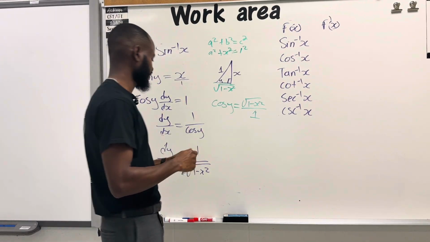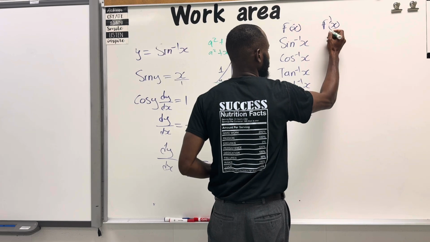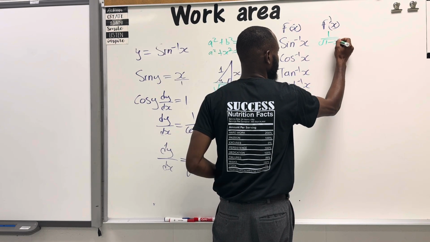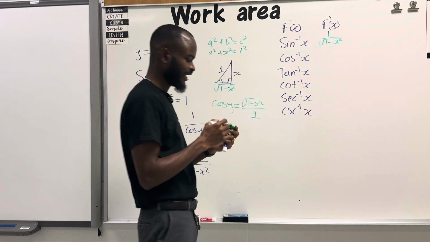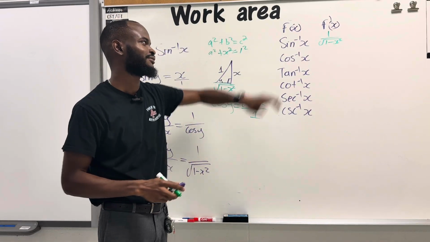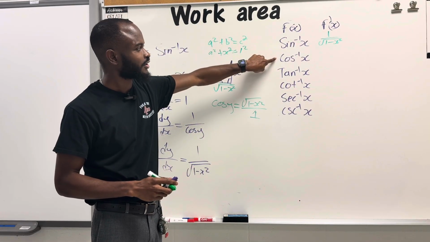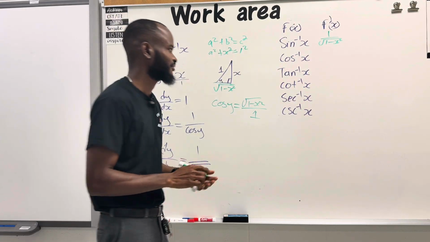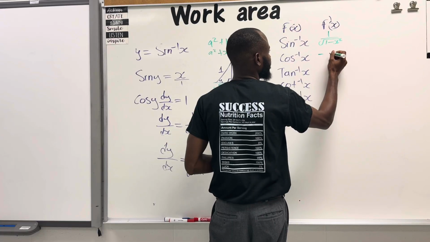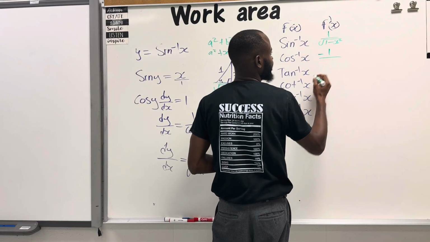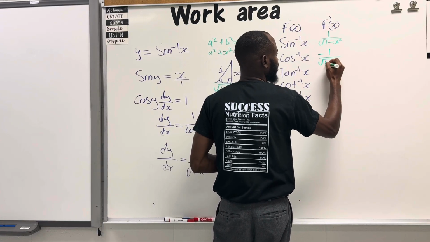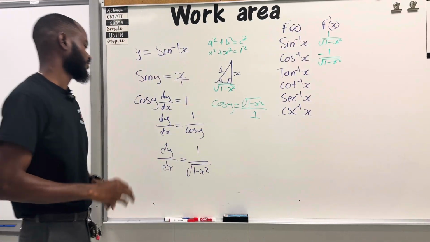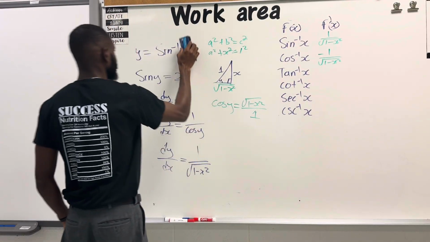So we can write that over this side. It's going to be 1 over the square root of 1 minus x squared. And again, because I've already shown you guys that cosine inverse of x is just the negative of the sine inverse of x, the derivative is going to be the negative of that, which is negative 1 over the square root of 1 minus x squared. Nice. So let's go to tan inverse of x.